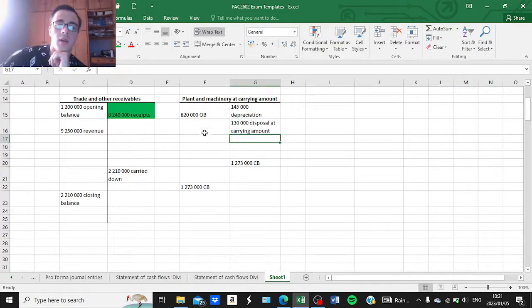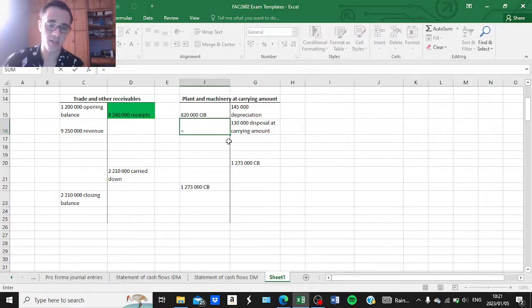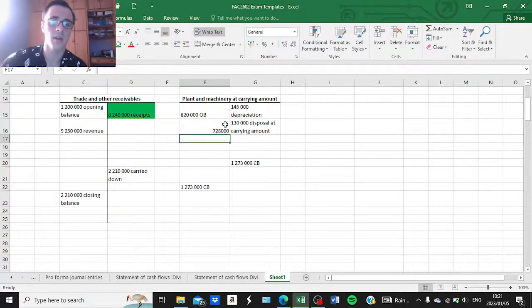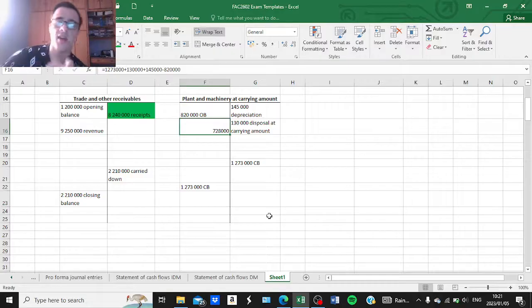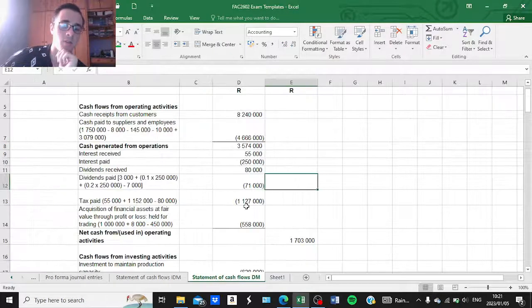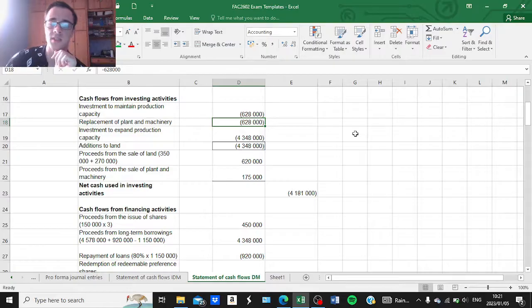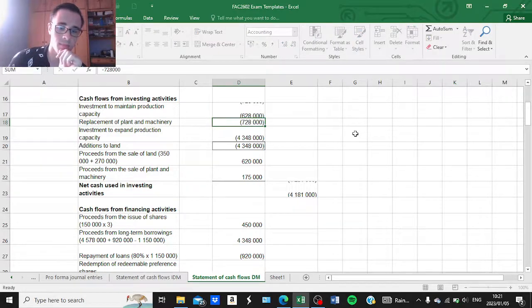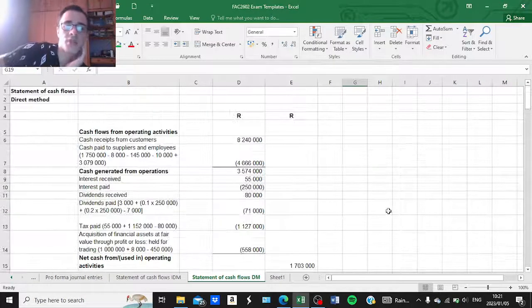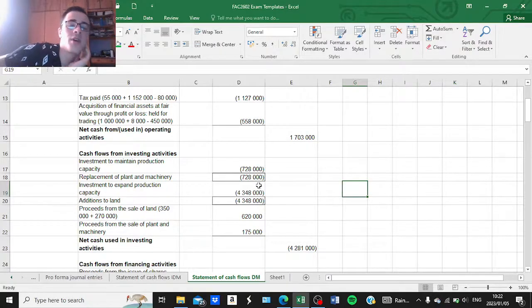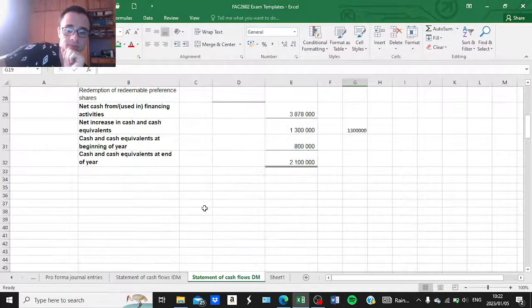Right. So the replacement value is calculated by taking 1,273,000, add back the disposal at carrying amount, 145, and then we subtract the opening balance of 820. Okay, that is the correct amount. It's just a calculation error that I've made. I apologize for that. It should be 728. All right, so 728,000 is the value of the replacement of plant and machinery.